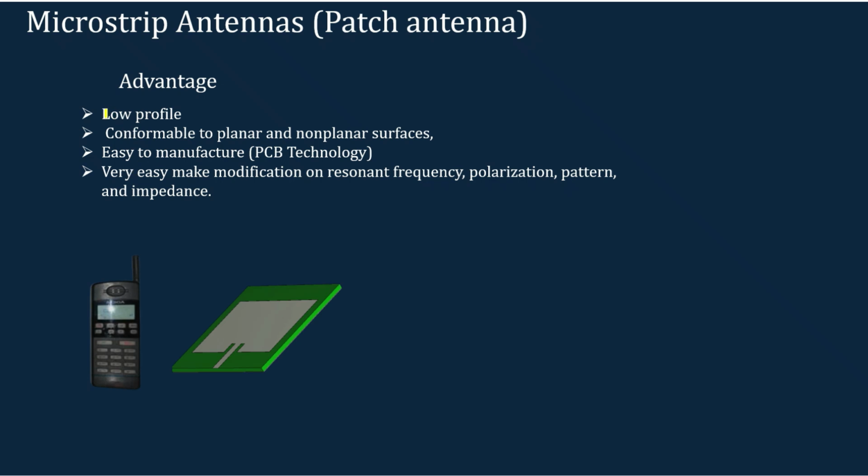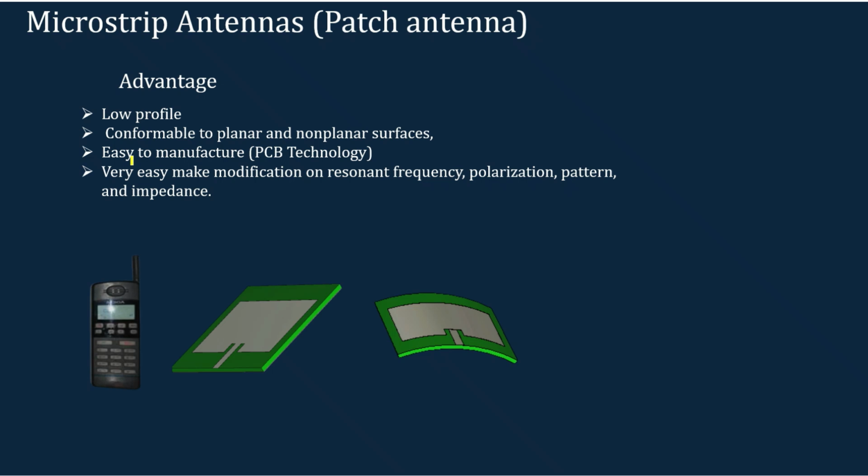So one of the advantages of the patch antenna is low profile. That is, the thickness is very small and we will have a smaller size. Another one is that these structures are conformal. If you have a flexible dielectric, you can make conformal antennas and they can be pasted onto different types of conformal structures.